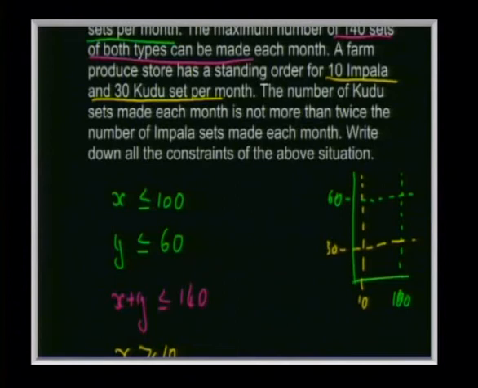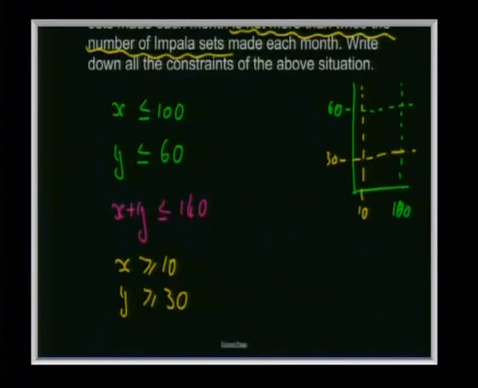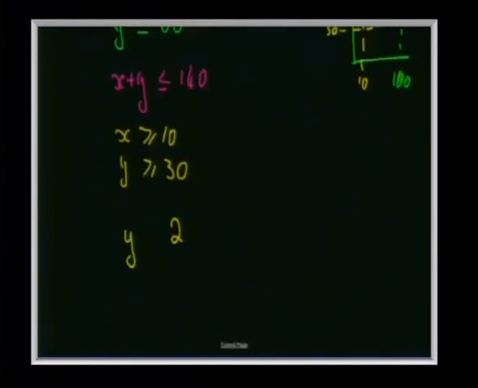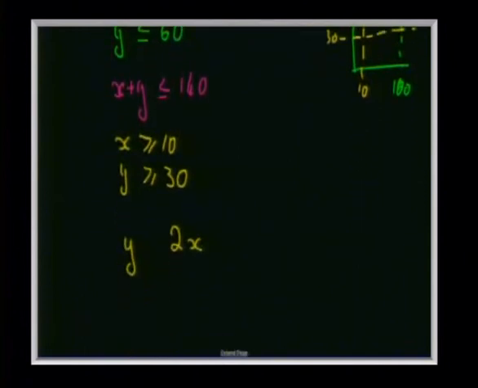Now, the last constraint, second last constraint. The number of kudu sets made each month is not more than twice the number of impala sets made each month. So we know we're talking about kudu sets, and we're talking about twice the number of impala sets. Just have a look at that again. The number of kudu sets is not more. Okay, so it's not more, so it's going to be less than or equal to twice the number of impala sets. That's our second last constraint.